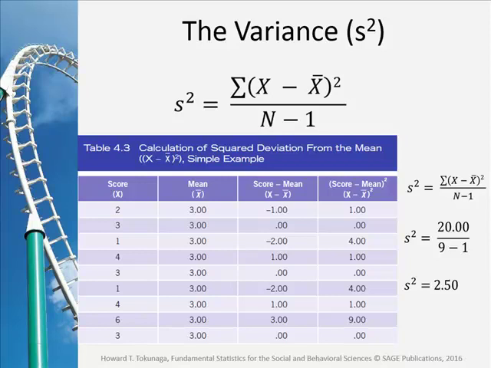In this example, they had 1, 2, 3, 4, 5, 6, 7, 8, 9. And n is 9, take 1 away because just trust me. n is the number of observations in your data set. How many data points you have. How many numbers you're dealing with. How many scores. So the variance of this data is 2.5.